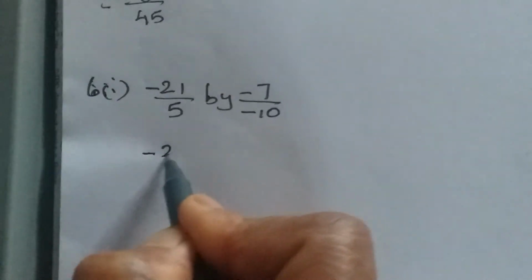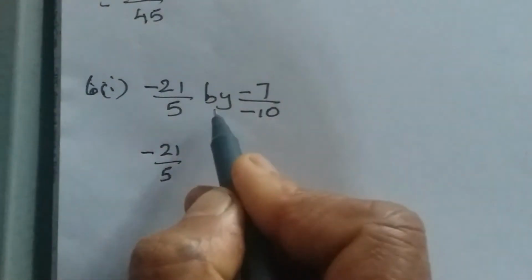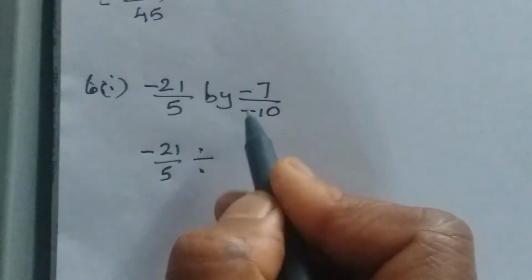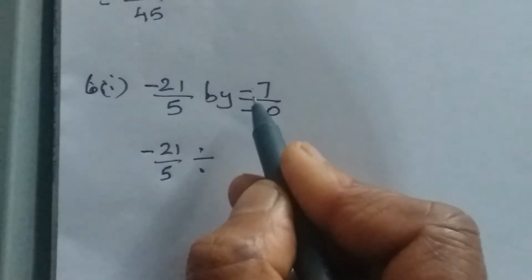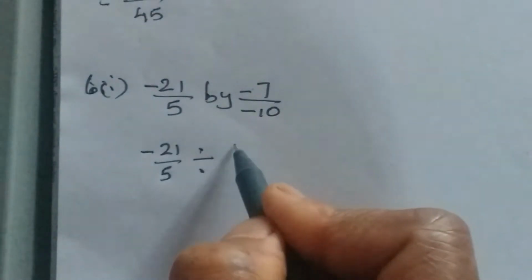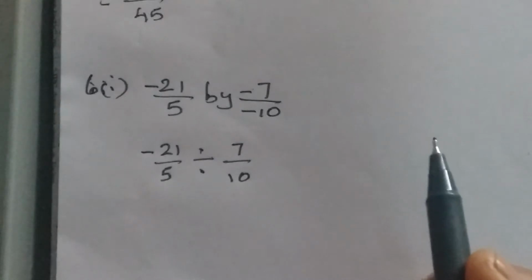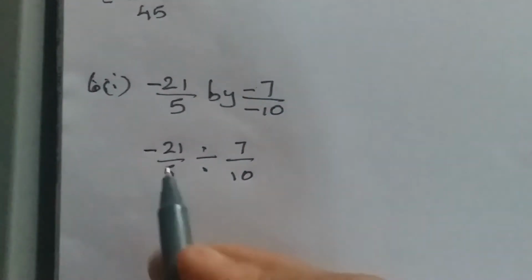So write the first rational number as it is, minus 21 by 5 divided by minus divided by minus. Both are negative. When the signs are same, when you divide the same signs, it is positive. So it becomes 7 by 10. Now we have to proceed with the division.